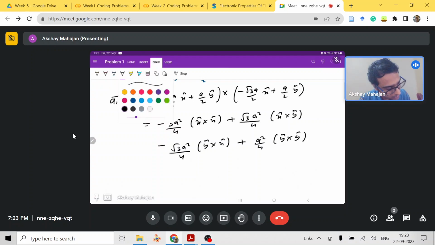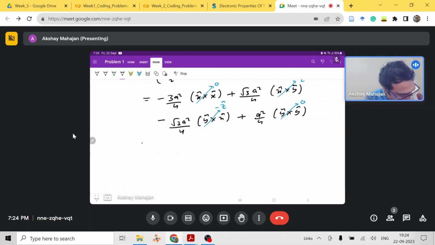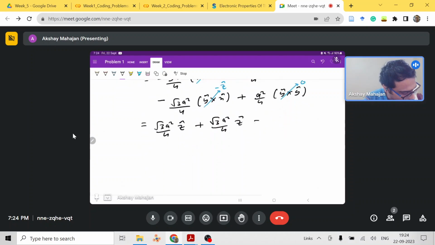And here this x cap cross x cap will be 0, and this y cap cross y cap will also be 0. We know x cap cross y cap equals z cap, and y cap cross x cap equals minus of z cap. So what we will have is root 3 a square by 4 z cap plus root 3 a square by 4 z cap. So basically what we have is root 3 a square by 2 z cap.